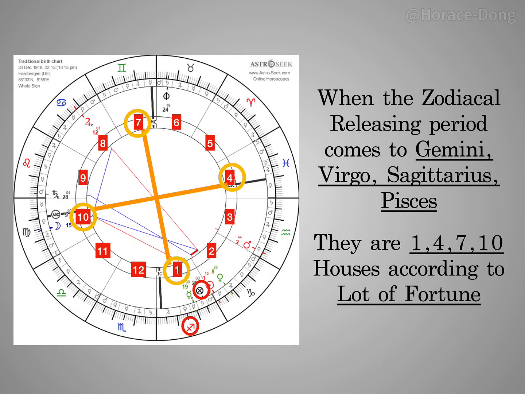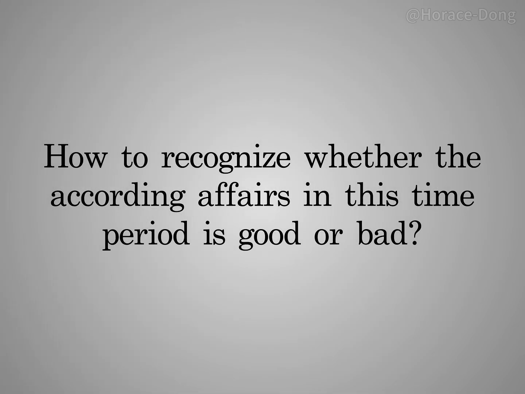It's when the zodiacal releasing period comes to Gemini, Virgo, Sagittarius, and Pisces. They're in the 1st, 4th, 7th, and 10th houses according to the lot of fortune. By now, you must be curious about how to recognize whether the affairs in this time period are good or bad. To answer that, we must go back to some previous concepts.